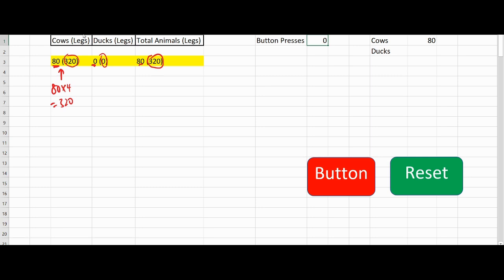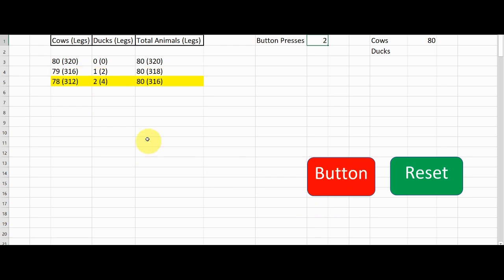The question says that there are 310 legs in total, so this is obviously wrong. This is the most important part of the method. I've created a button. Whenever I press this button, I will get a duck. If I press this button once, I will get 1 duck. If I press it twice, I will get 2 ducks. Since the total number of animals must be 80, the cows will have to decrease by 1 whenever I press the button so that the total remains fixed at 80. I want to find out how many times I need to press the button to get the total number of legs from 320 to 310.